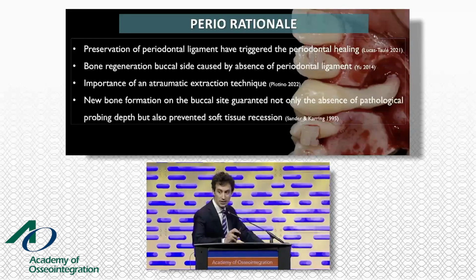First of all, the importance of the extraction, which must be atraumatic. You see that we try to preserve also the buccal wall, because the preservation of the periodontal ligament permits a good vitality, a good healing for our tooth, and the preservation of the periodontal ligament triggers the healing of all the periodontium. Then we had a bone regeneration on the buccal side. Yes, the absence of the periodontal ligament permits not a periodontal regeneration, but maybe a bone regeneration.